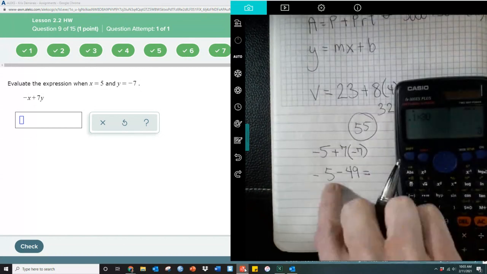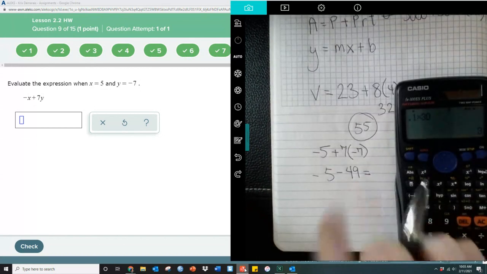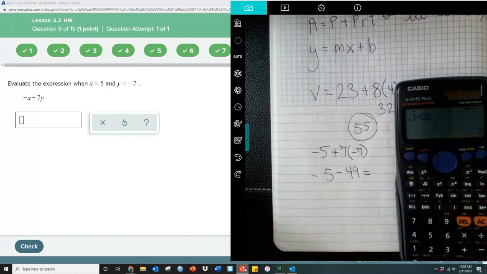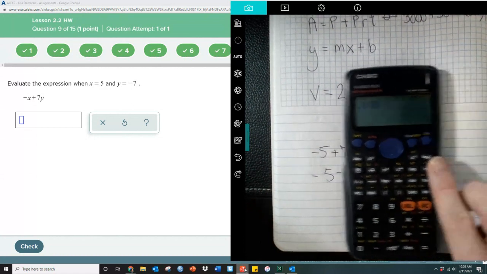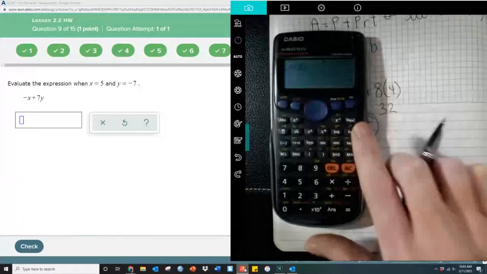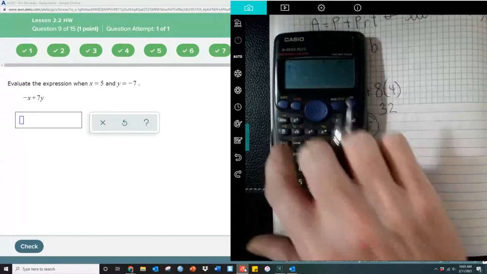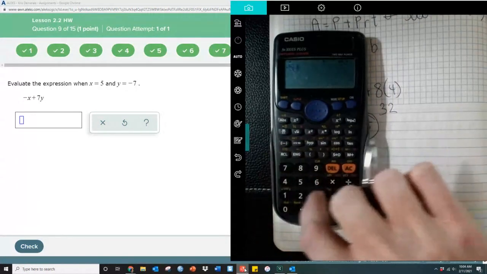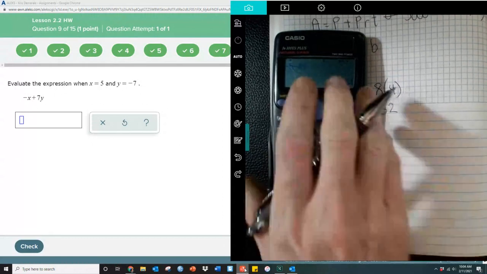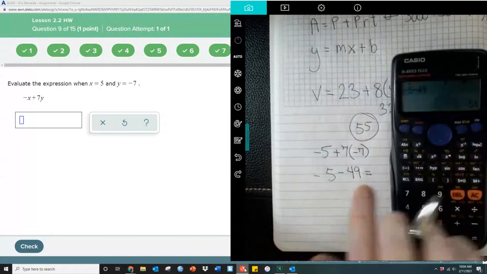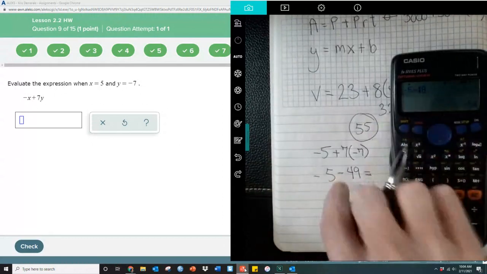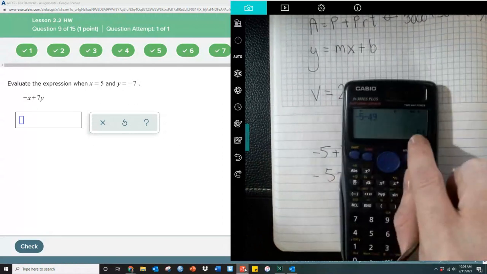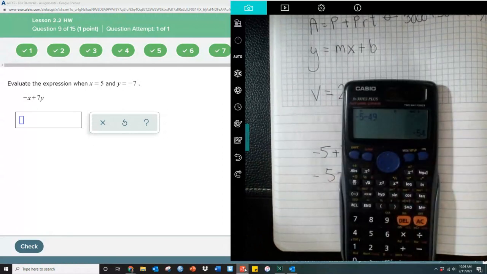Some students freak out when they see 5 minus 49. They just automatically subtract, and they make all kinds of goofy mistakes with this. So if that's your problem, maybe it is, just take your calculator and do negative 5 minus 49. And then that would be what you have there. This looks similar to what we have there. So your answer would be negative 54.